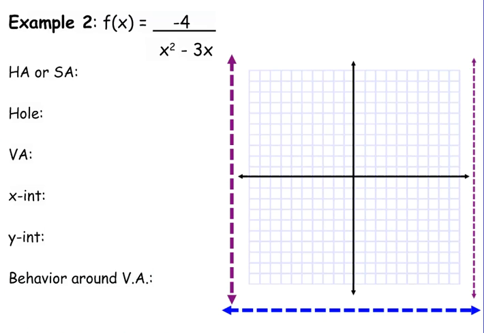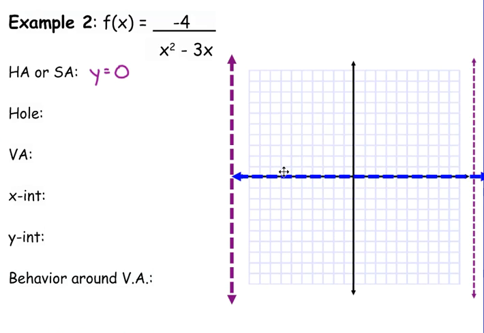-4/(x² - 3x). Horizontal or slant asymptote. Comparing the degree of the numerator to the degree of the denominator. The numerator doesn't have a variable, so it's considered degree 0. The denominator is degree 2, so it's bigger on the bottom. That's BOBO. y equals 0. y equals 0 is your x-axis.